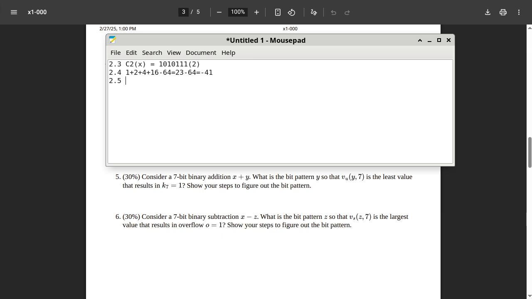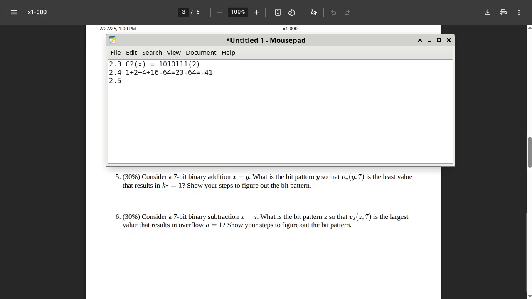Consider a 7-bit binary addition, x plus y. Then people will ask, but is it signed or unsigned? My answer to that question is, why do you care? Because it's the same mechanism, okay? The mechanism of adding or subtracting does not care about whether we are dealing with signed versus unsigned values. So now we are asking, what is the bit pattern y, so that the VU of y is the least value that results in K7 being a 1? Show your steps to figure out the bit pattern.